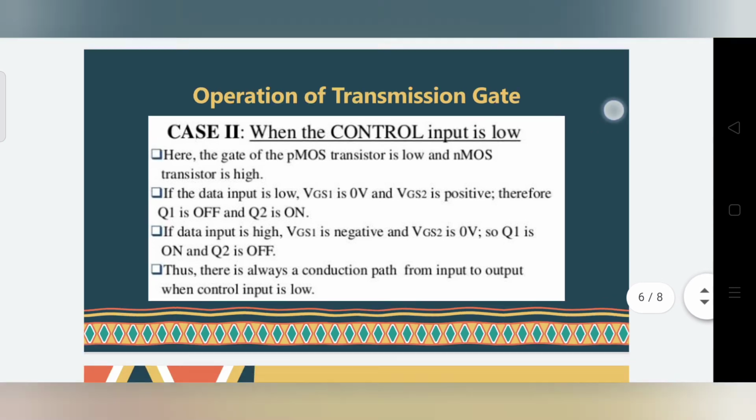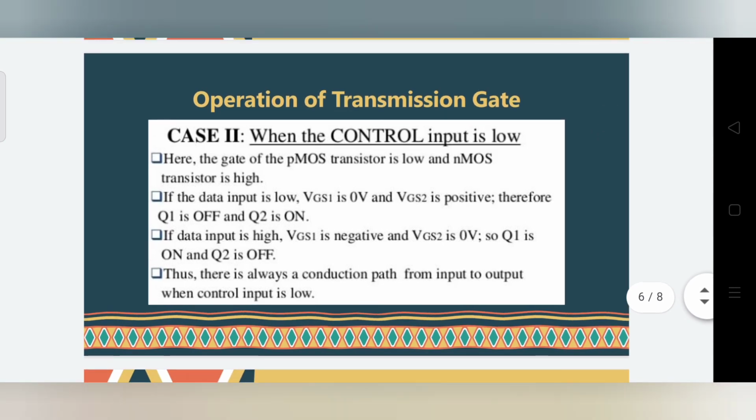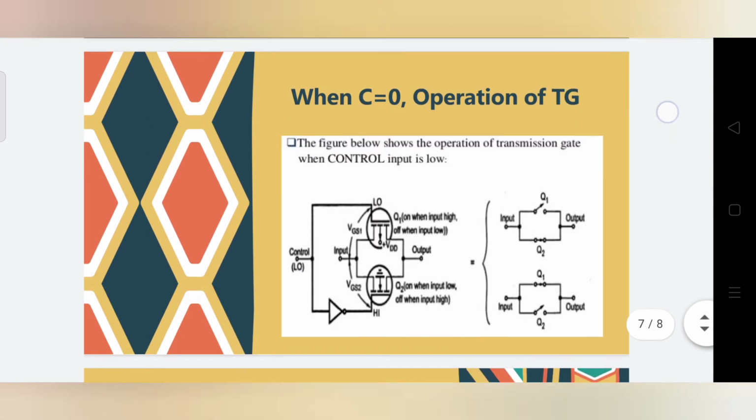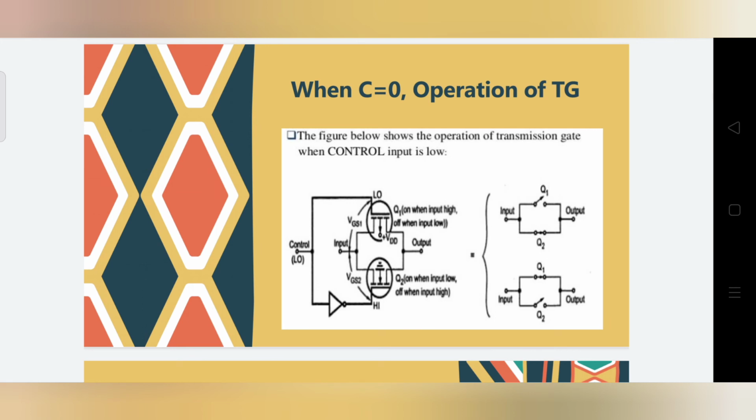When the control input is low, if the data input is low, VGS1 is 0 volt and VGS2 is positive, and therefore Q1 is off and Q2 is on. There is always a conduction path from input to output when the control input is low. Here is the operation of the transmission gate.